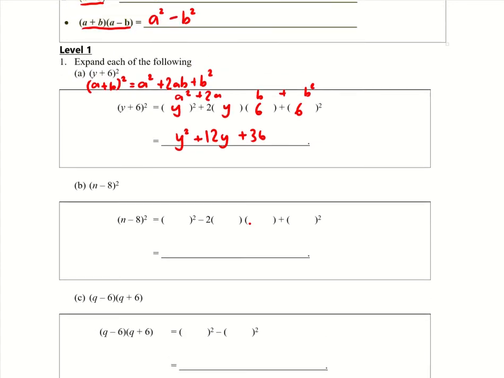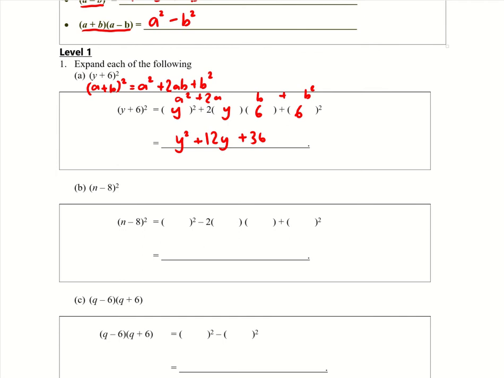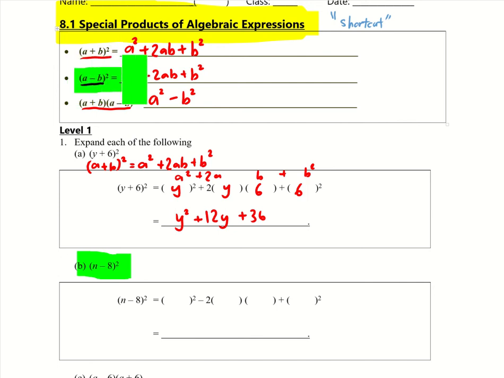Now, if I have n minus 8 square, you realize that n minus 8 square will fulfill this form here, a minus b square. Since it fulfills a minus b square, we will use this expansion. So let's rewrite the whole expansion, the formula. A minus b square is simply a square minus 2ab plus b square.